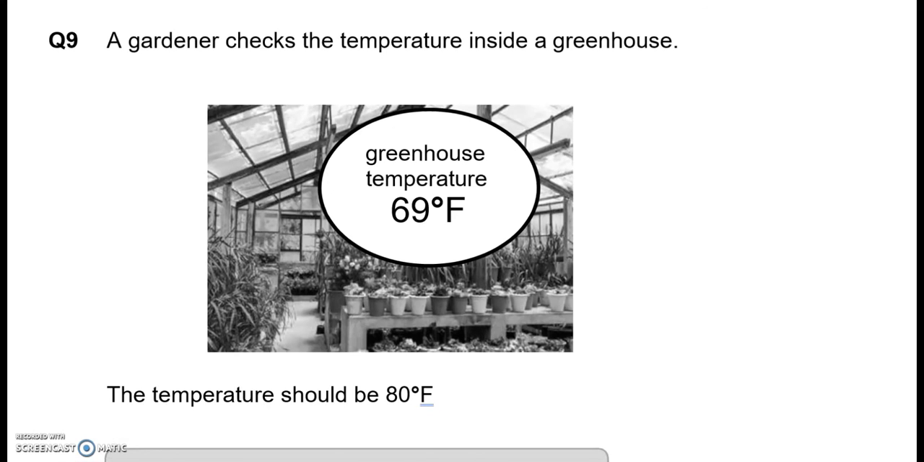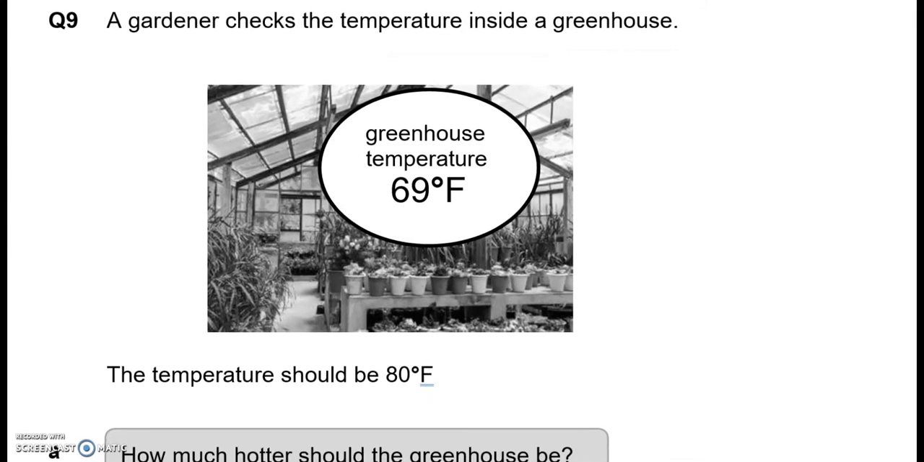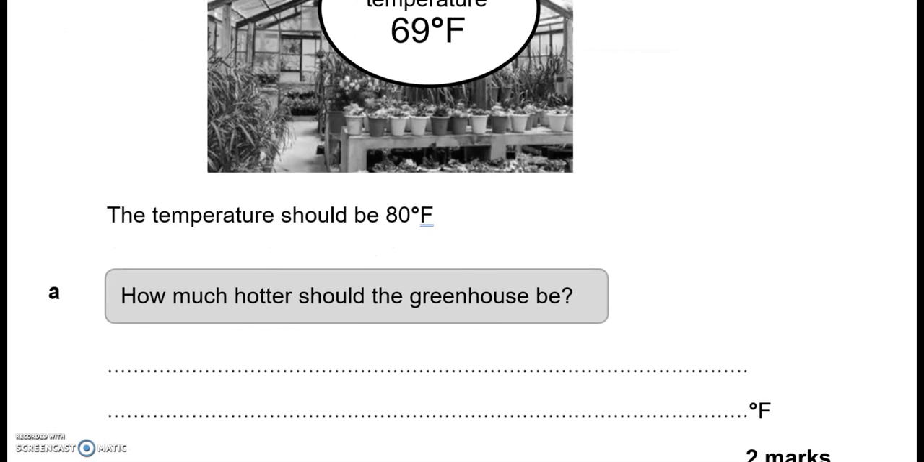Question 9. A gardener checks the temperature inside a greenhouse. The temperature should be 80 degrees Fahrenheit. How much hotter should the greenhouse be? So it is actually 69, it should be 80. So 80 take away 69 is equal to 11 degrees Fahrenheit.